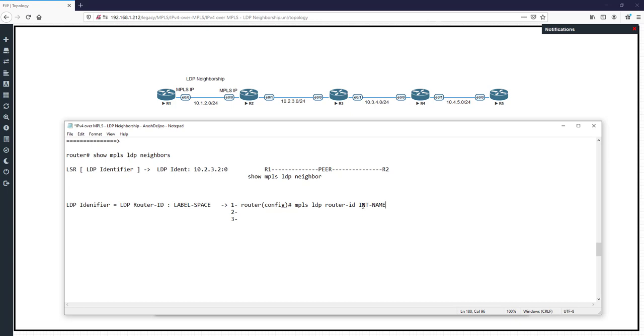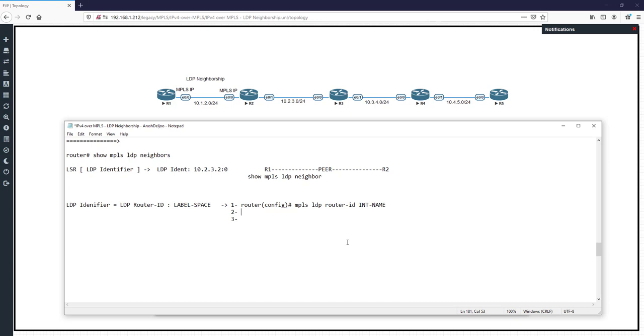The MPLS LDP router ID is a 32-bit identifier, and can be chosen from an interface IP address. Okay, it's only a unique identifier. Or if the administrator doesn't configure the router ID, the router ID is chosen from the IP address of the first loopback interface. If we don't have a loopback interface on the router, it is chosen from the IP address of physical interfaces.